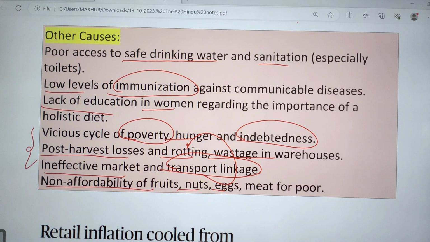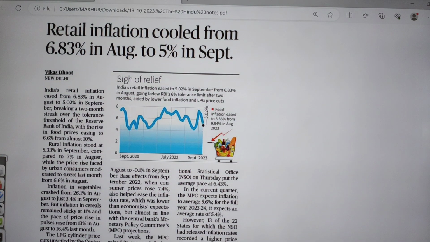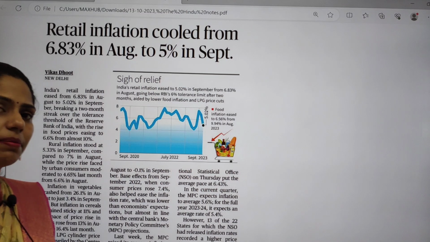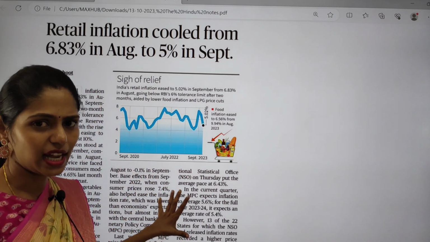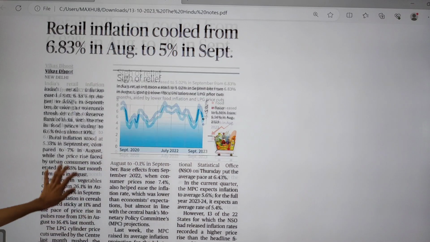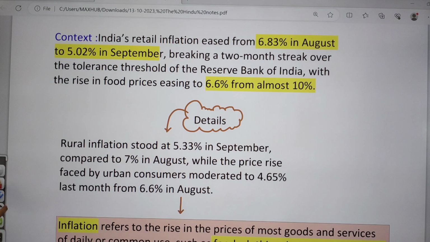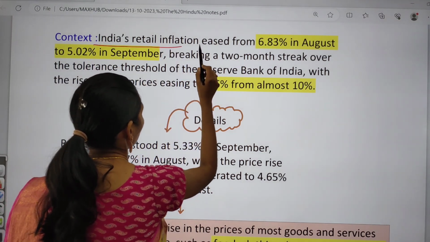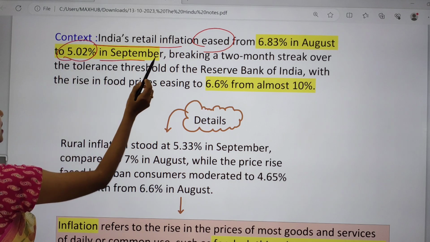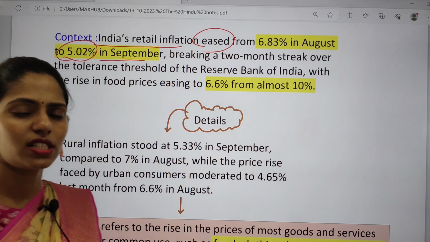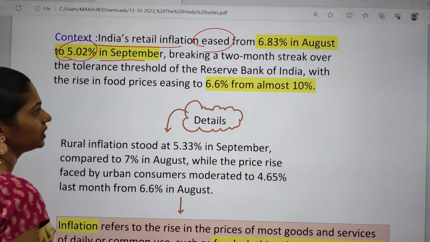I hope it is clear, right? And now let us move on. So next topic is retail inflation cooled from 6.83% in August to 5% in September. I discussed the introduction regarding this article, so we are going to see some basic facts from your examination point of view which are important. This article says that India's retail inflation eased from 6.83% in August to 5.02% in September.